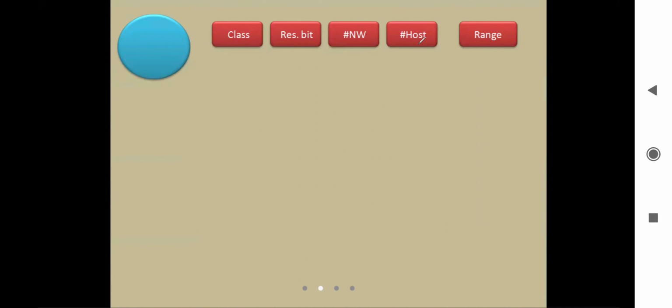Now let's see the next thing. Next thing is the mask. So what is a mask? It is a mathematical tool. Mask is a mathematical tool.